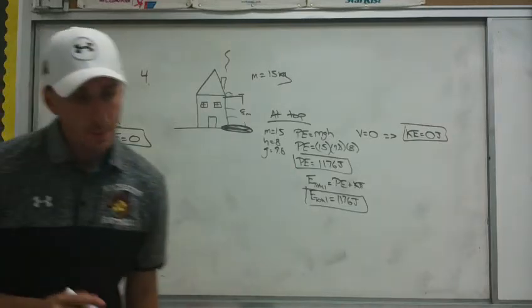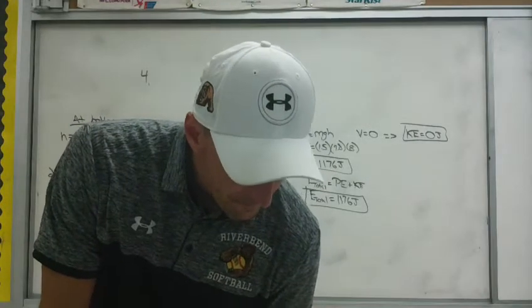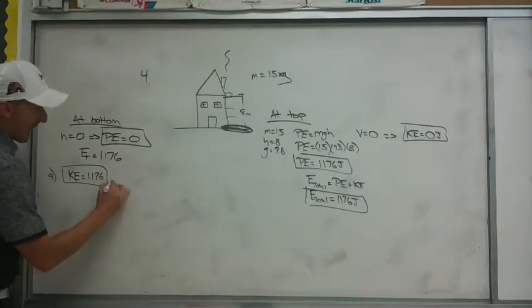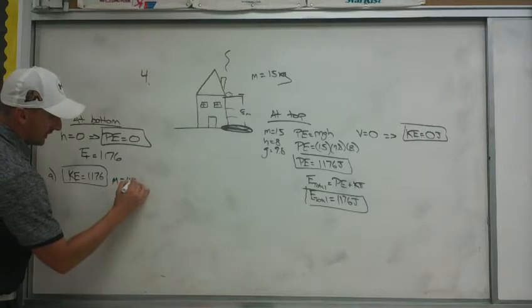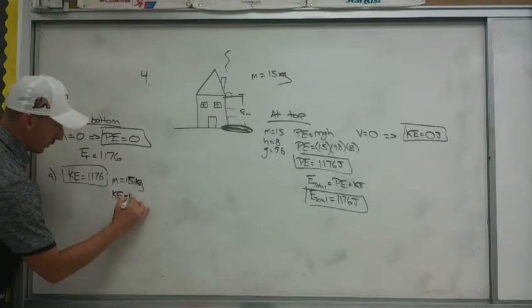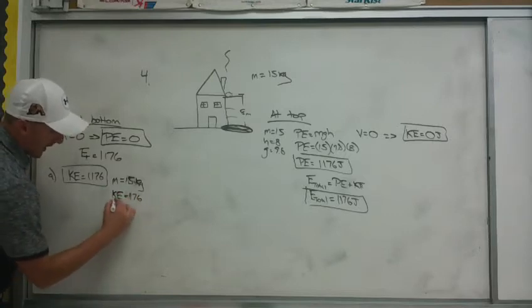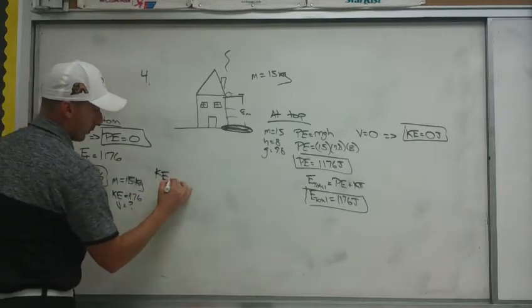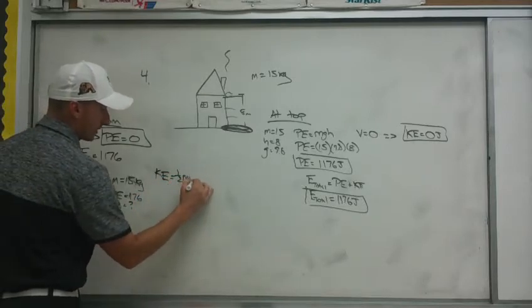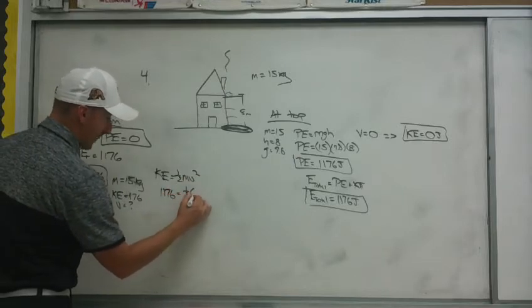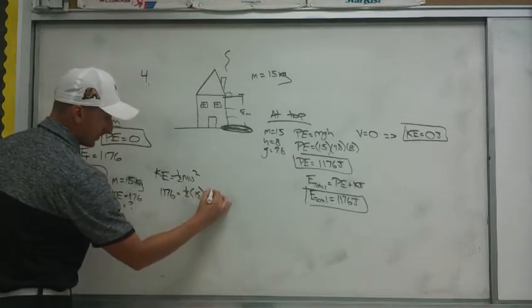Let me check. Yeah, kinetic energy. Now it wants to know what the velocity is. So I know mass is 15. I know kinetic energy is 1176, and I want to know velocity. So I use kinetic energy equals 1/2 mv squared. Kinetic energy 1176 equals 1/2 times mass 15 times velocity squared.